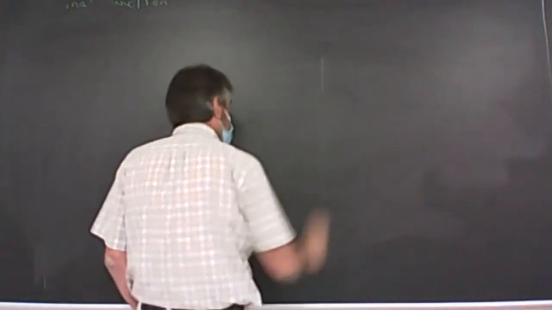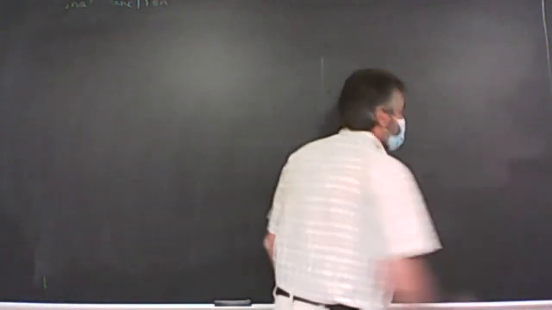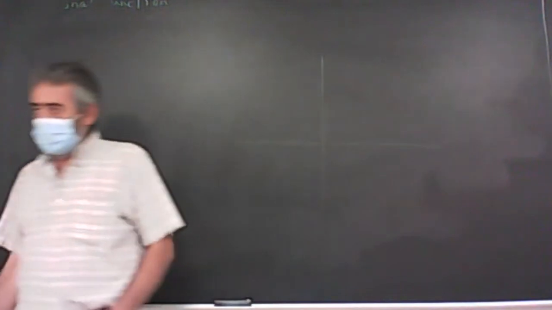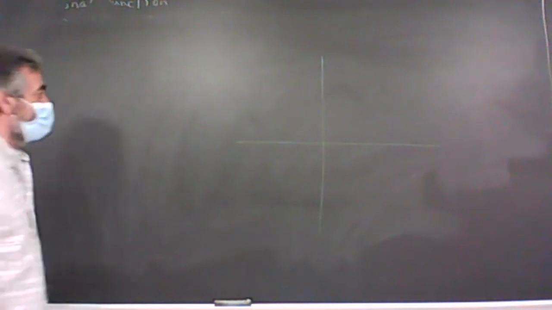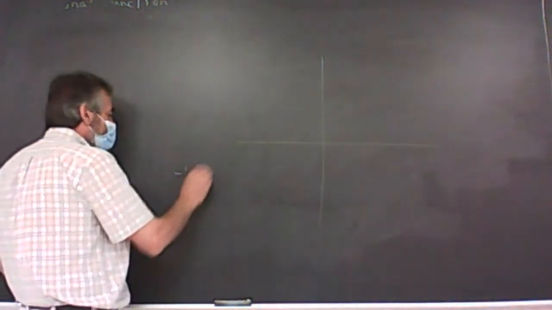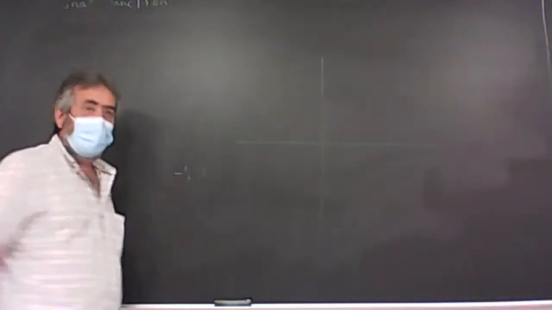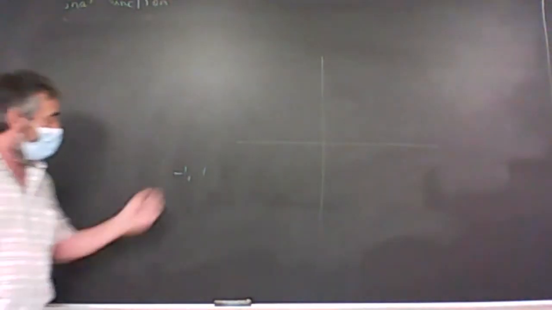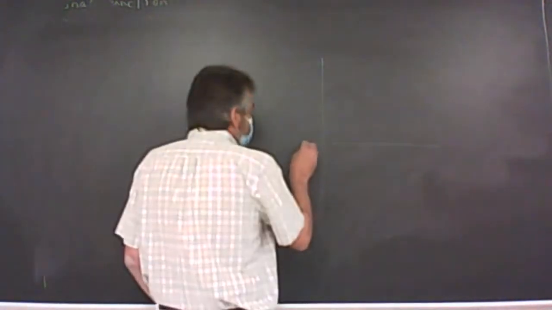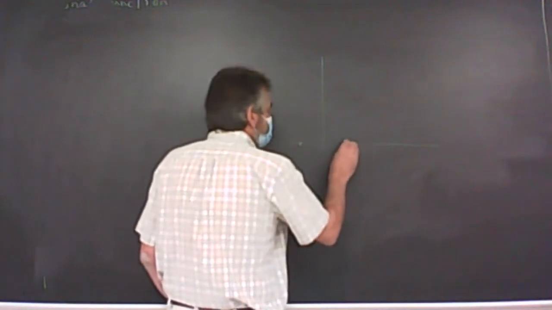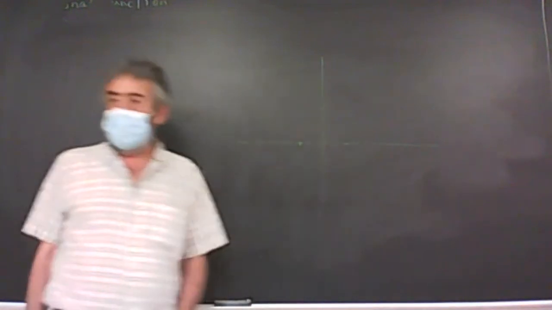Suppose we have a particular graph, a rational function that has exclusions at -1 and 1. The one we just did right now, yes? It doesn't exist at -1, it doesn't exist at 1. So this is my -1, this is my 1.